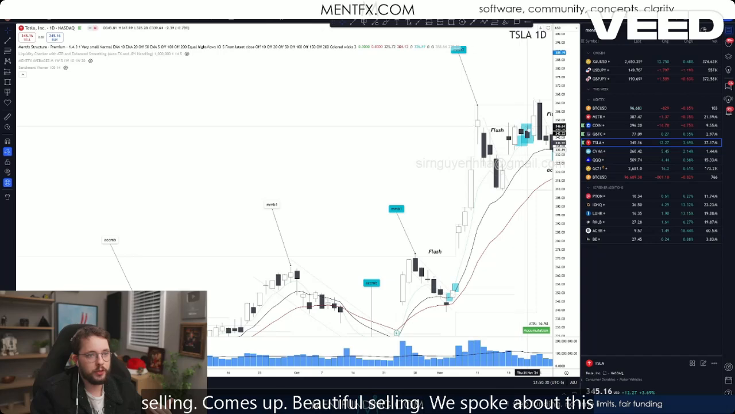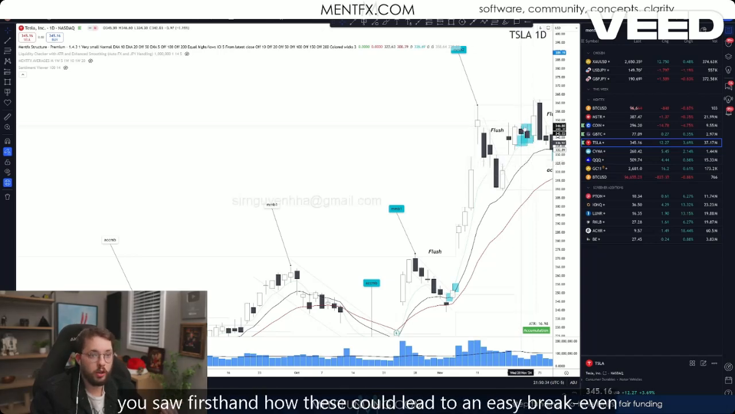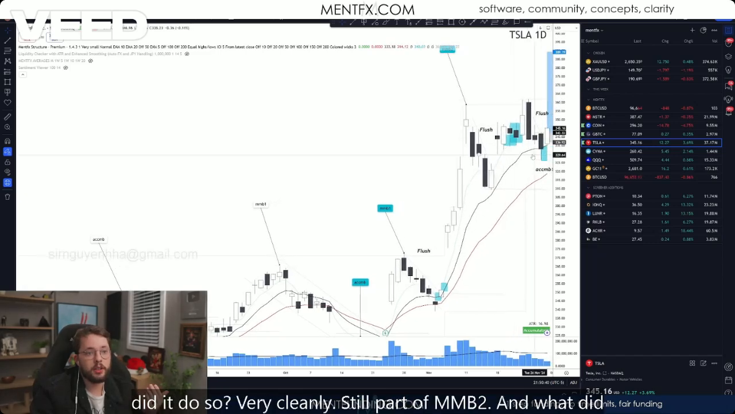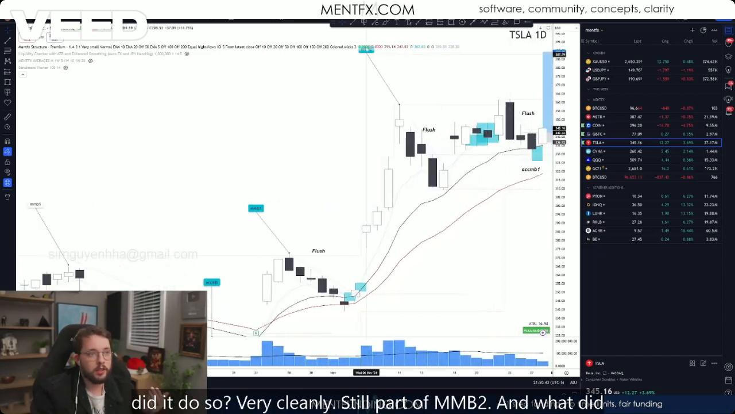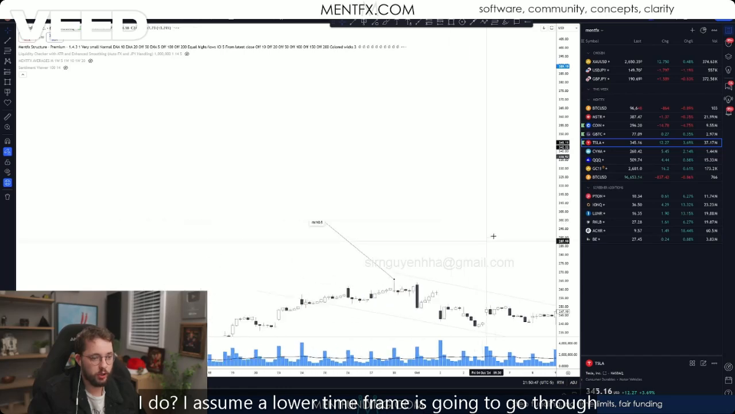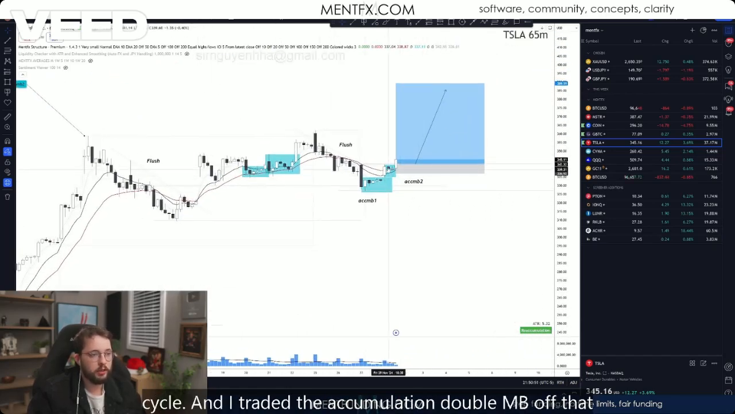Comes up. Beautiful selling. We spoke about this trade specifically in some of the prior portal videos, and you saw firsthand how these could lead to an easy break even though it failed. But as it started to come down, how did it do so? Very cleanly, still part of MMB2. And what did I do? I assume a lower time frame is going to go through accumulation MBs through the cycle. And I traded the accumulation double MB off that cycle.